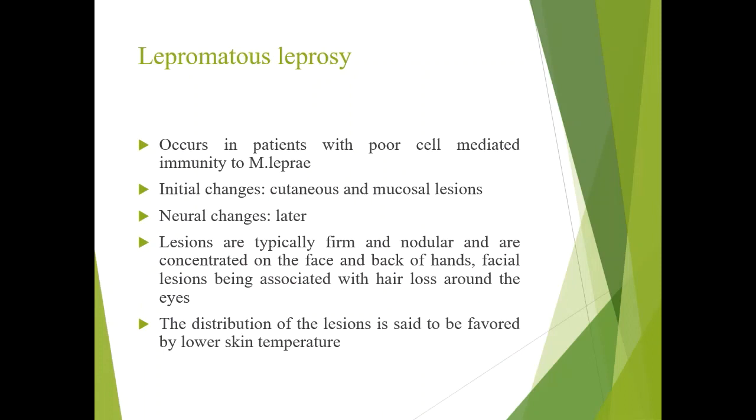Lepromatous leprosy occurs in patients with poor cell-mediated immunity to Mycobacterium leprae. Initial changes are seen in skin and mucosae. Neural changes occur later. Lesions are typically firm, nodular, concentrated on the face and back, facial lesions being associated with hair loss around the eyes. Lesions distribute in areas where there would be low skin temperatures.